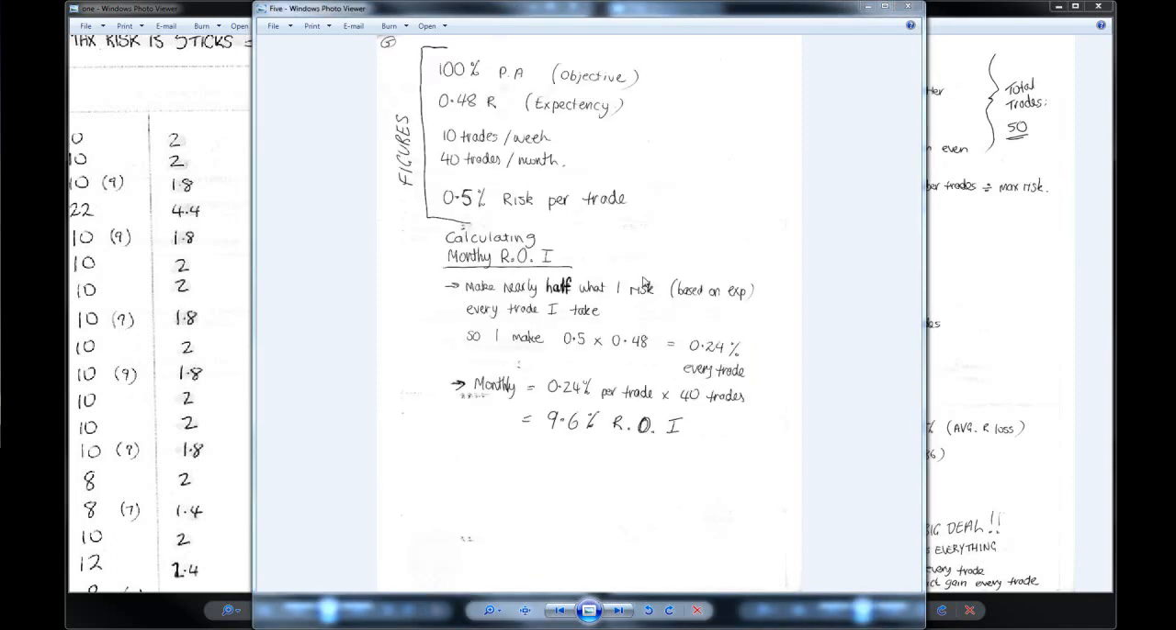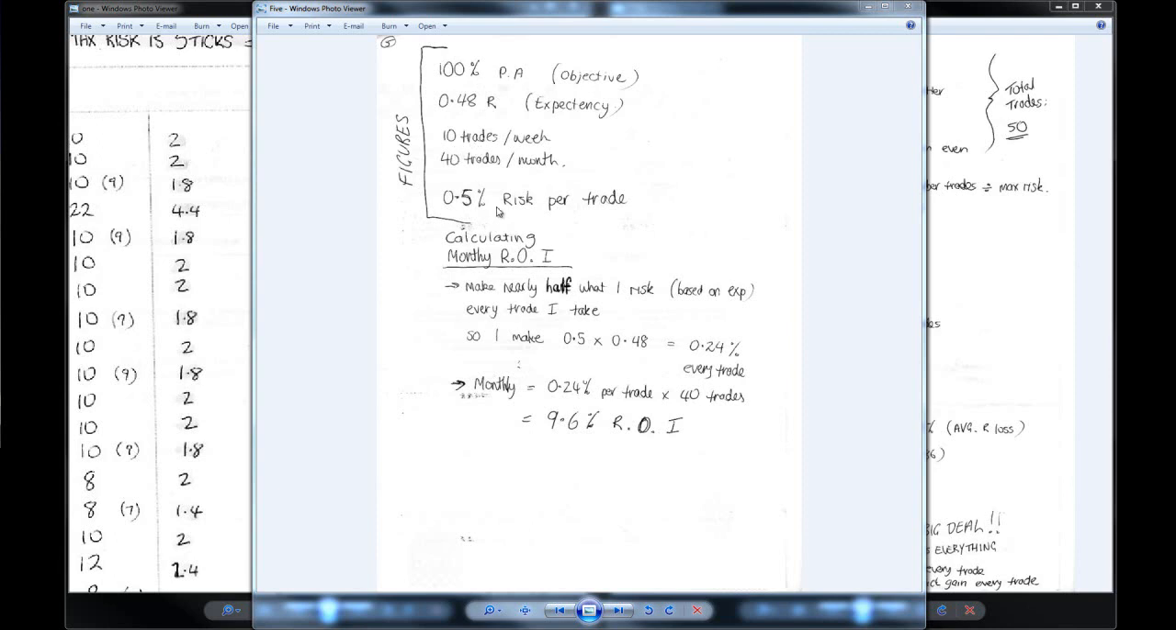Okay, so this is the next page. So we basically worked everything out now: expectancy, frequency, return on investment, maximum drawdown, and of course strike rate. Just to finish off, I'm calculating some return on investment figures, so you can start to work this sort of thing out. So, objective is 100% per annum. Expectancy is 0.48 of an R. I'm taking 10 trades a week.